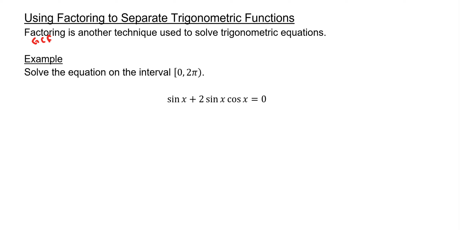and finish solving from there. So for this first one, solve on the interval 0 to 2 pi, sine of x plus 2 sine of x cosine of x equals 0. Notice how it's a little different just because we have 2 separate trig functions.